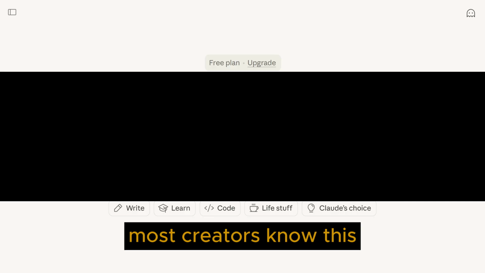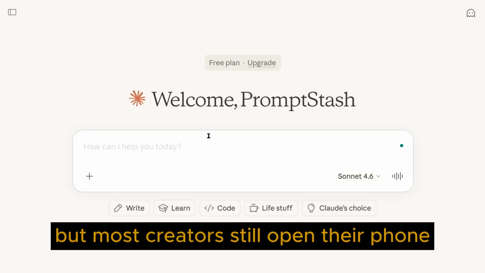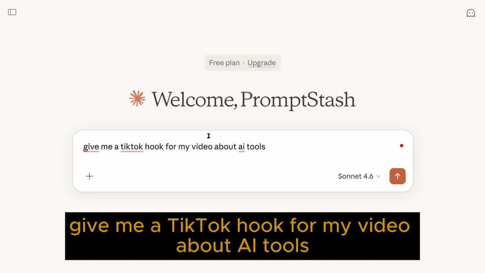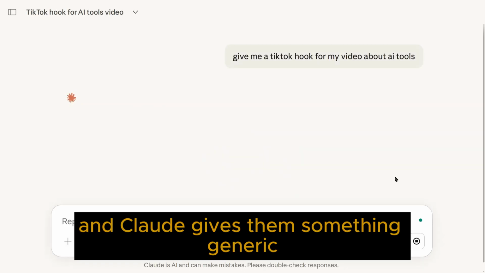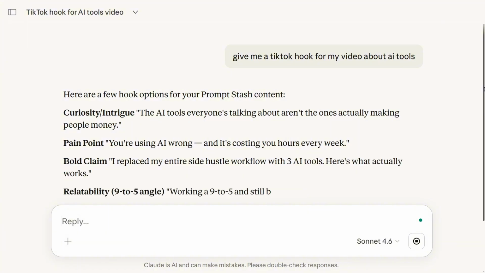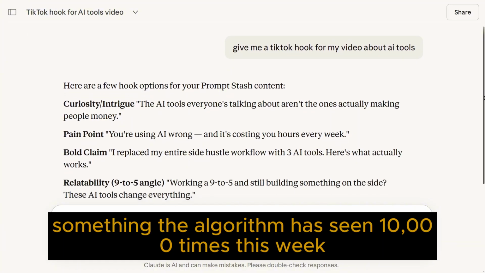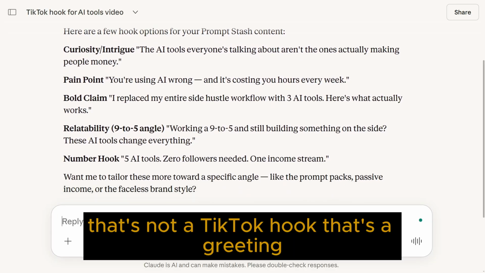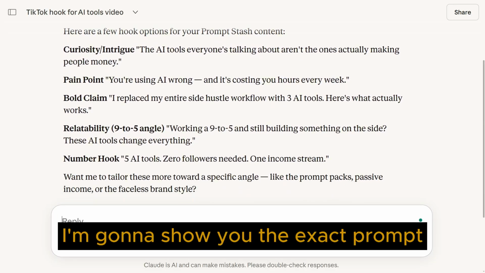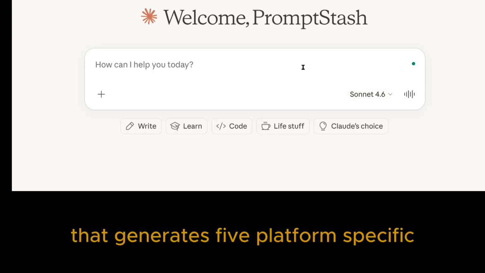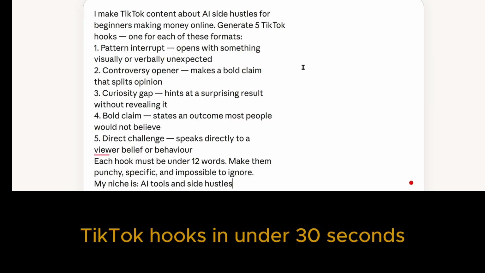Most creators know this, but most creators still open their phone, hit record, and say something like, "Give me a TikTok hook for my video about AI tools." And Claude gives them something generic, something forgettable, something the algorithm has seen 10,000 times this week. That's not a TikTok hook. That's a greeting.